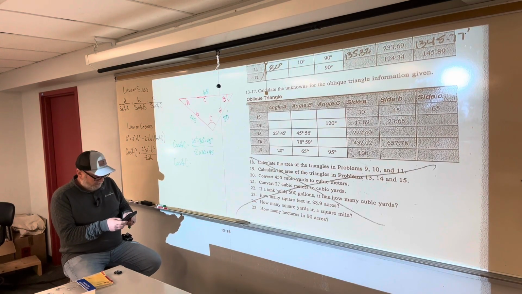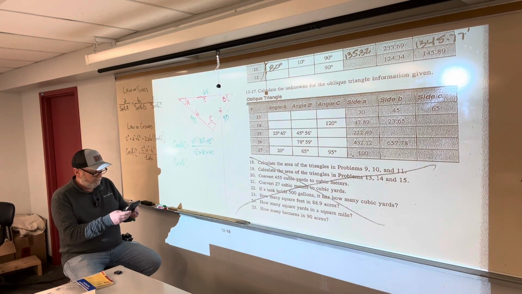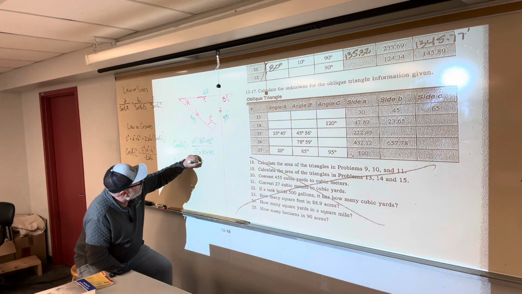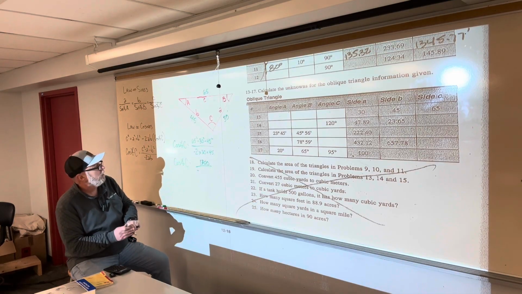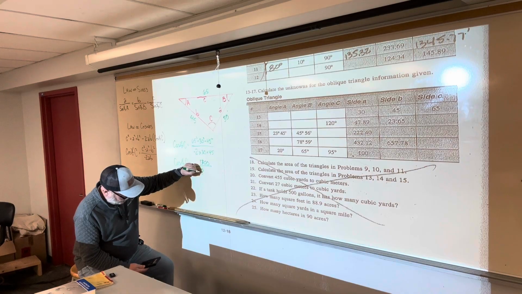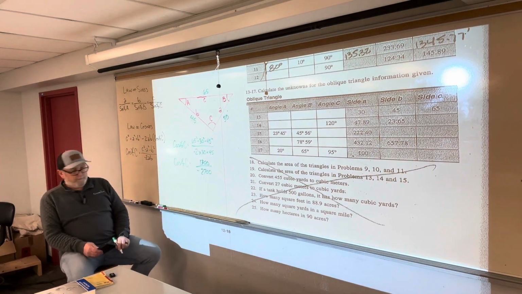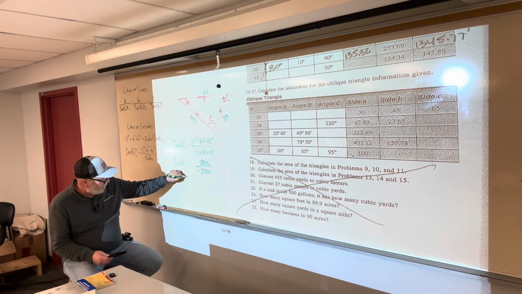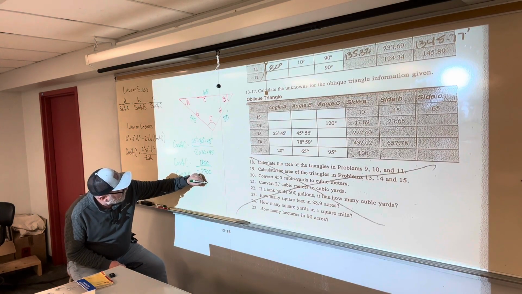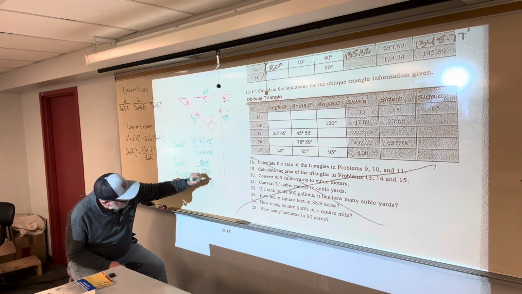So take 65 squared, minus 30 squared, minus 45 squared, we get, I come up with -0.48148.